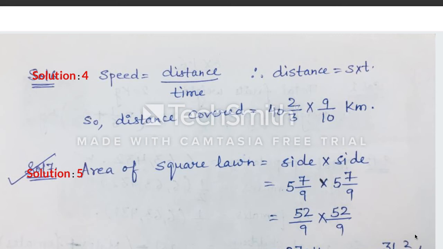Clear everyone? Solution 5. So easy to understand. Area of square is side into side. Side is given. So multiply and the answer will be written in mixed fraction.